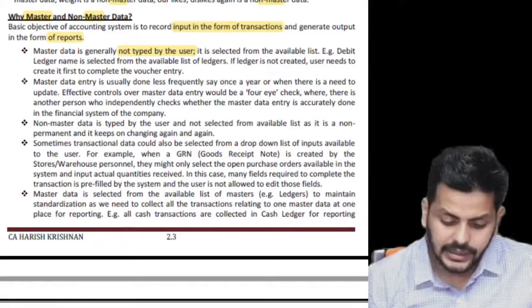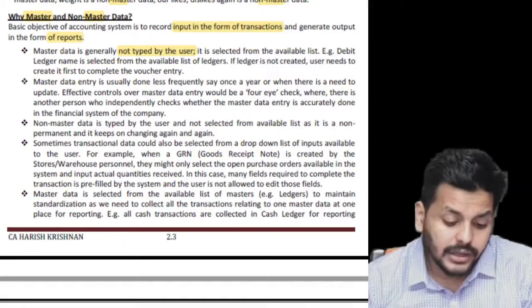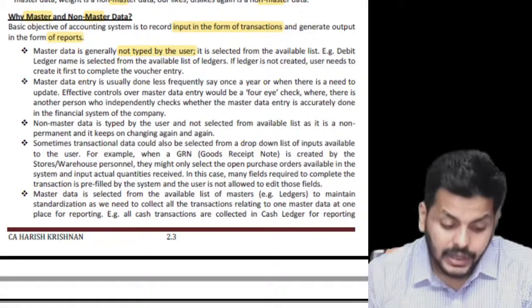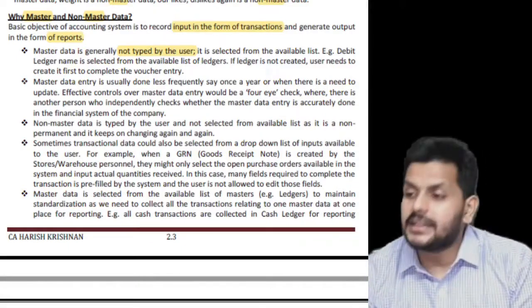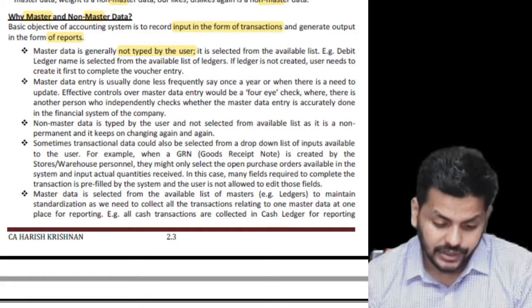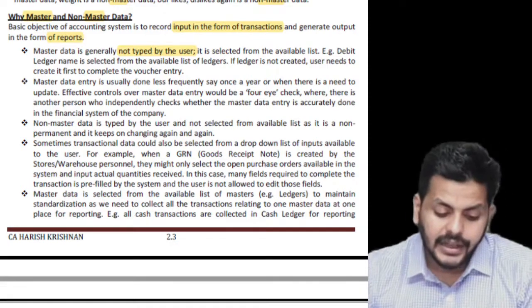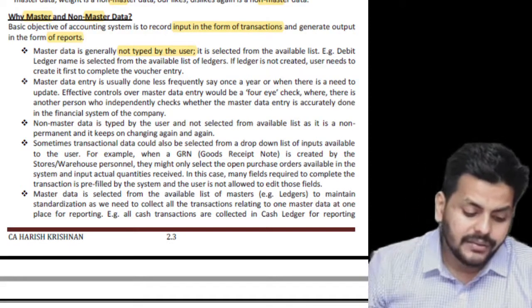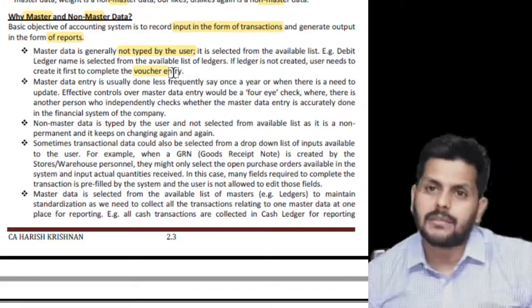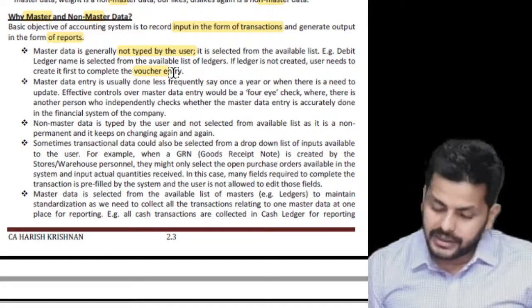Check this out, clearly given. Master data is generally not typed by the user, it is selected from an available list. For example, if you want to debit a particular ledger, the debit ledger name is selected from the available list of ledgers. If the ledger is not created, the user needs to create it first and then complete the voucher entry. So first you have to create the master data, and then you make the entry.